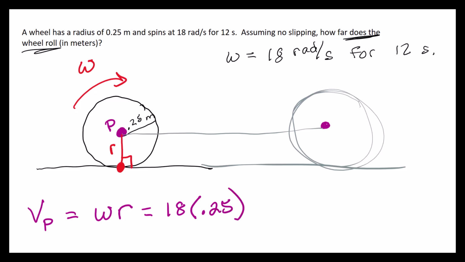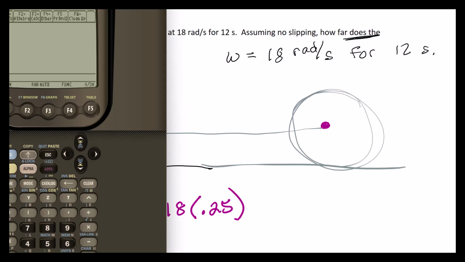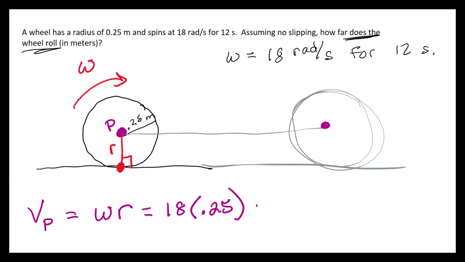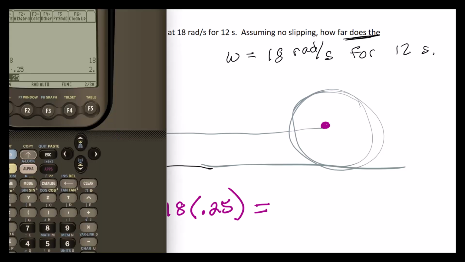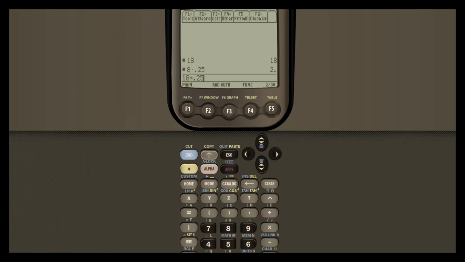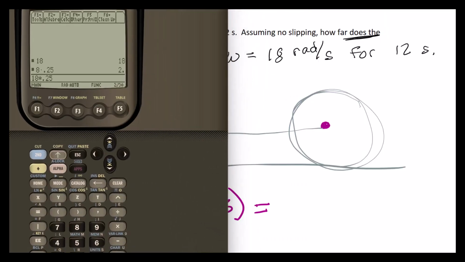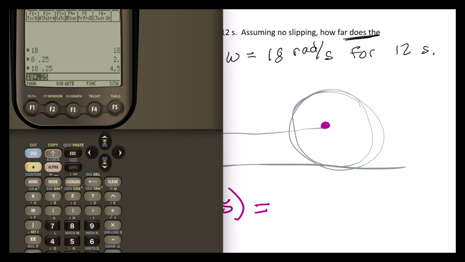So I'm going to stick that into my calculator. 18 times 0.25. I guess I could have done that in my head. Wait, that doesn't make sense. Did I type in the wrong answer after all that? Yeah, I did 8 times 2.18. This is why I don't do things in my head, because ultimately something bad is going to happen. Let me move it so that you can actually see. There we go. 18 times 0.25, so 4.5.